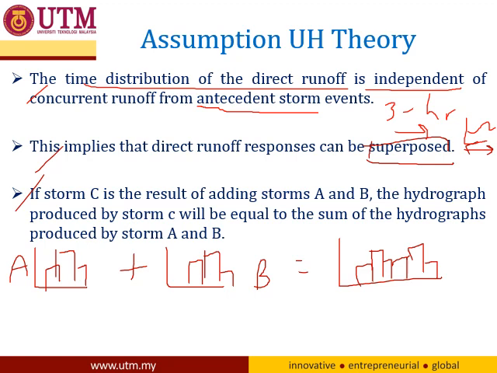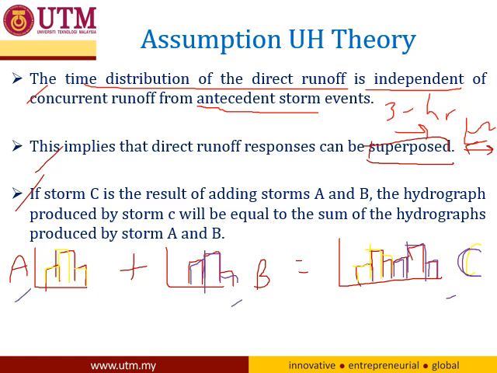So this means that, let's say this is storm B, the purple color. So this is the same as storm B, and this one, storm A, is the same as this one. Okay, so here it says, this is actually what it means. If this is storm C, this storm C is the result of adding storm A and storm B.